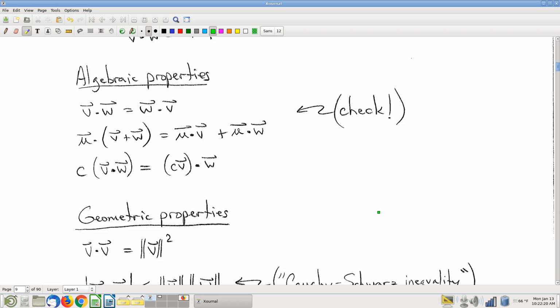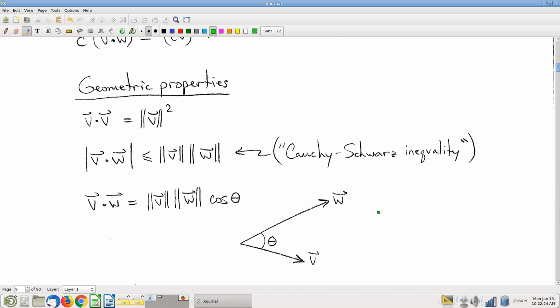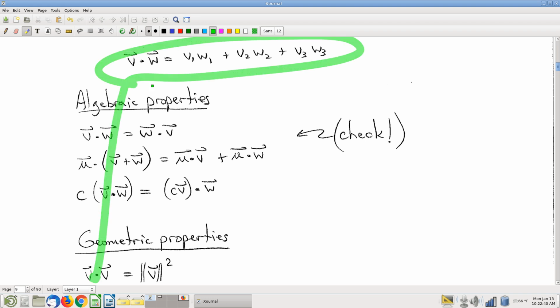Okay, moving on to geometric properties. It's not hard to confirm. This one is surprisingly important, and also a little surprising. The dot product of a vector with itself, keep in mind dot product is defined by that algebraic formula, is the magnitude squared of that vector.